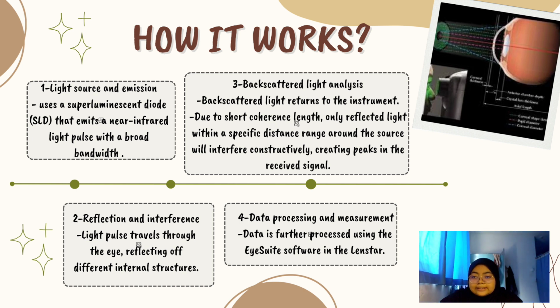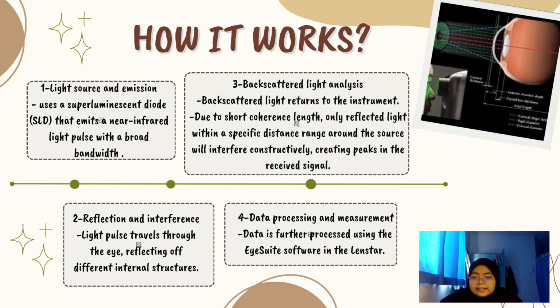Second one, reflection and interference. The light pulse travels through the eye, reflecting off different internal structures like the cornea, lens, and the retina. Each reflected wave carries information about the distance it travelled and the reflective interface it encountered.